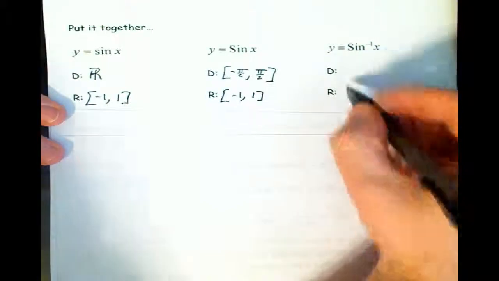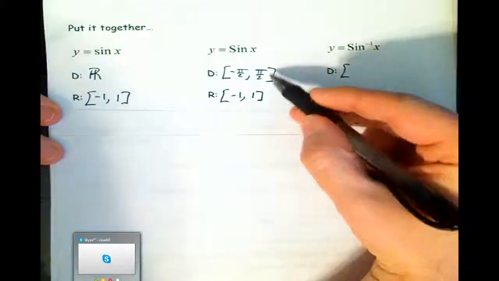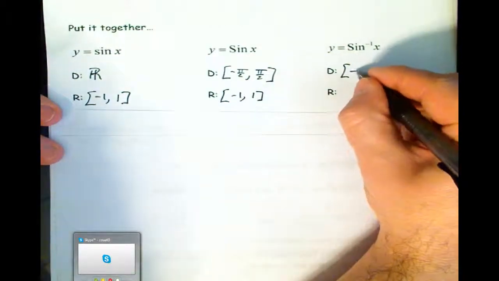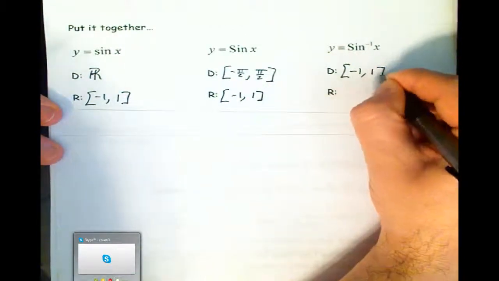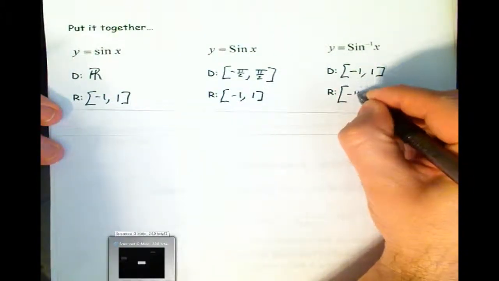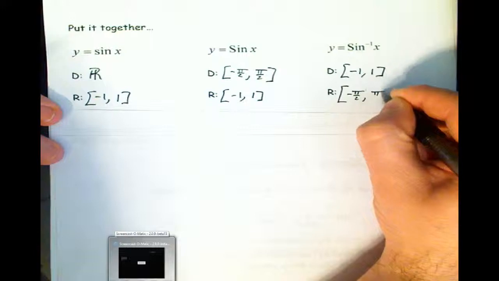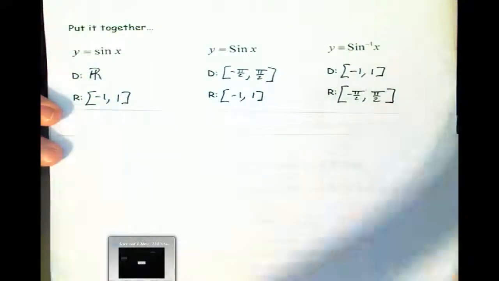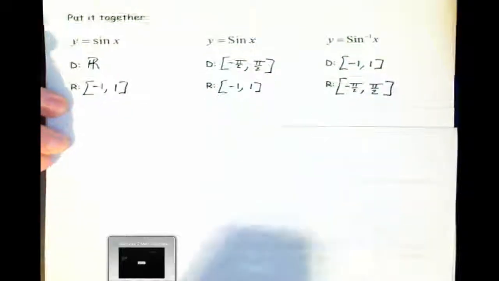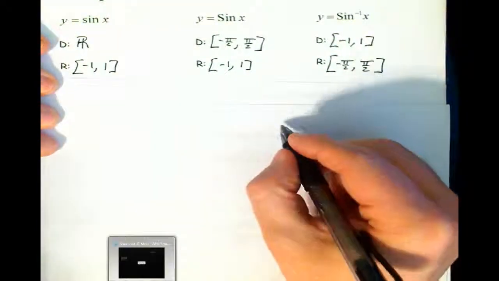Okay, the inverse is just the switch of this. This is the reason why we had to do this. Alright, so the domain goes from -1 to 1, and then the range is -π/2 to π/2, just like that. Alright, so let's actually do this graph now.